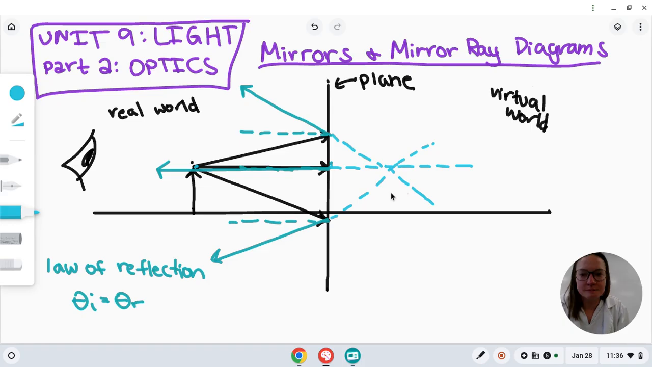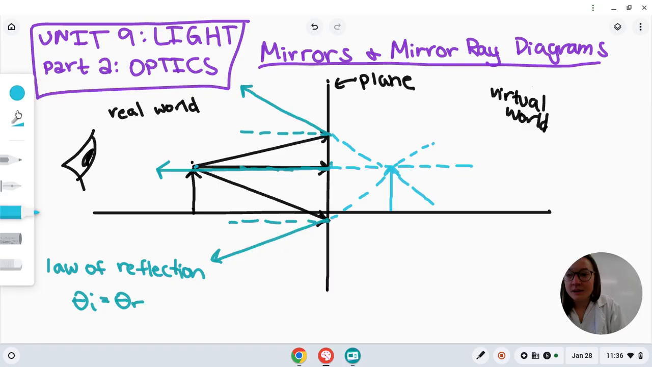And so then your brain would say, oh, I get it. All these light rays look like they're coming from here. This right here must be the top of the object. And so your eye would see the top of the object back here behind the mirror. And your eye would say, that's where the object is.